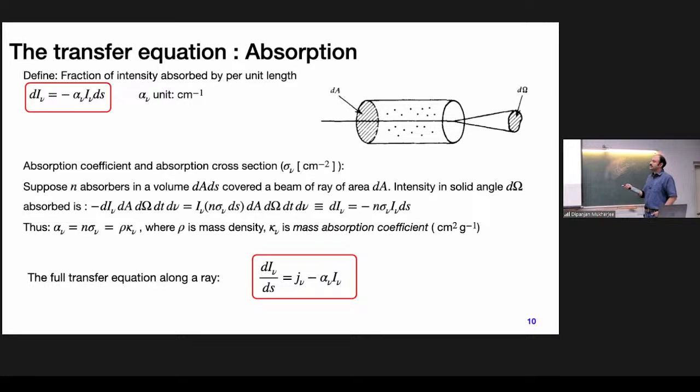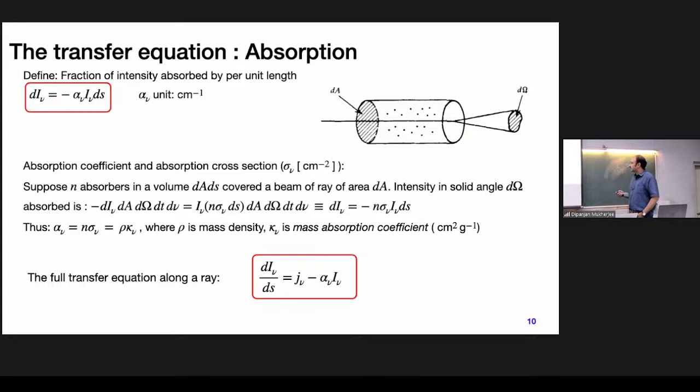So if we write down the change in intensity for a given ray that is passing through a medium due to both emission and absorption, you will find that you can write this equation. So this is the fundamental equation of radiative transfer. dI_nu/dS equals j_nu minus alpha_nu I_nu.